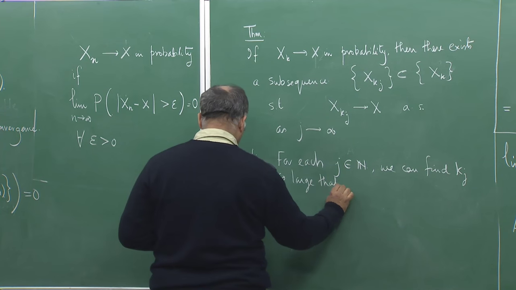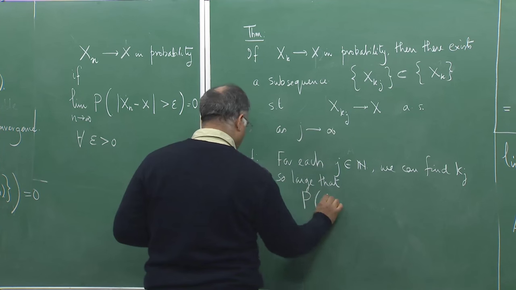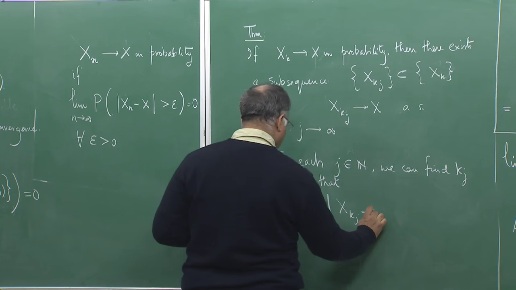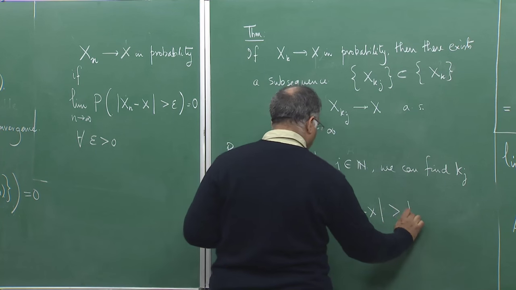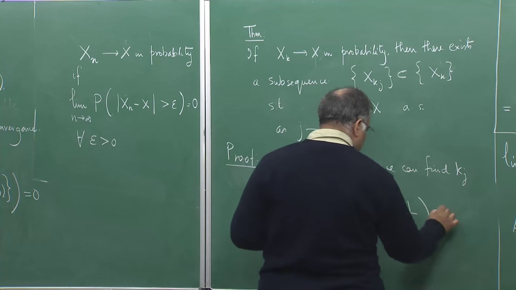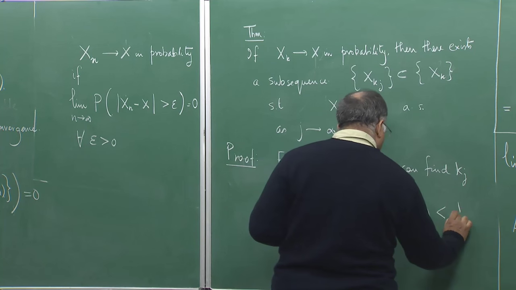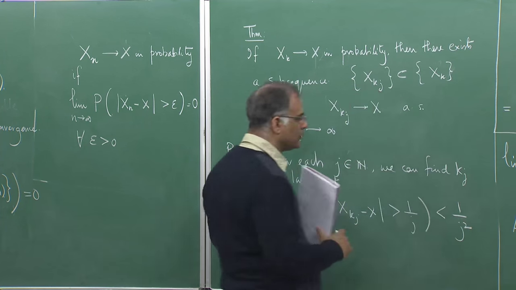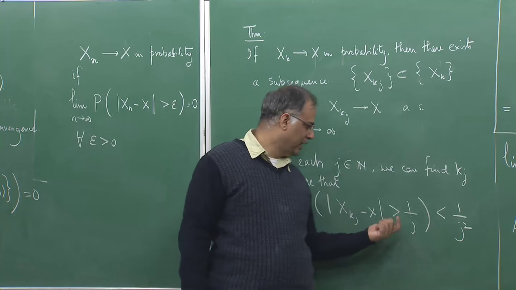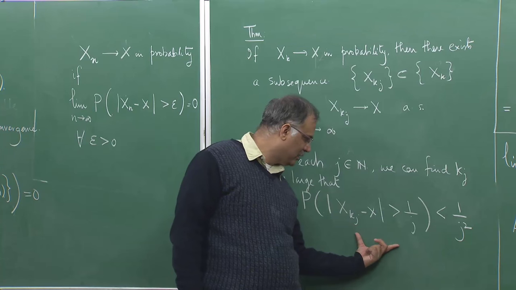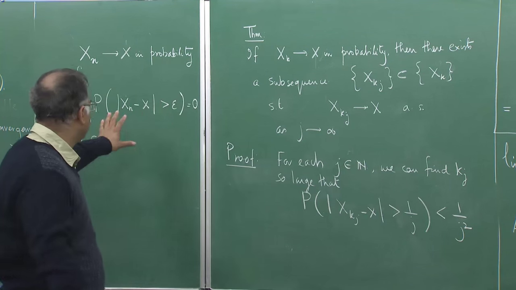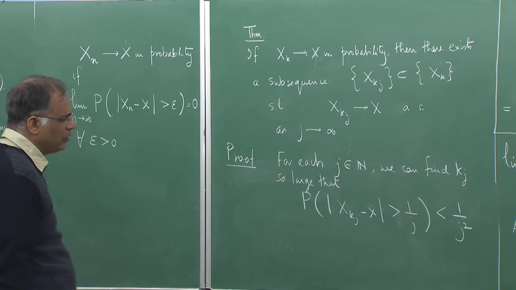that probability of |xkj minus x| bigger than 1 by j, this is my some sort of an epsilon, is less than some delta, that delta may be chosen as 1 by j square. So, I can find a kj, if this is my delta, I can always find a kj for which this is less than 1 by j square. This is exactly, I am applying this definition, because this holds for whatever epsilon I want.